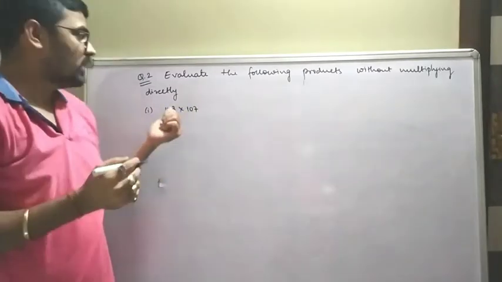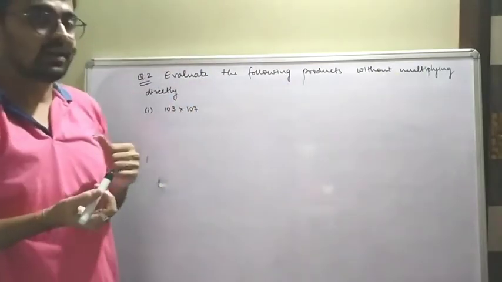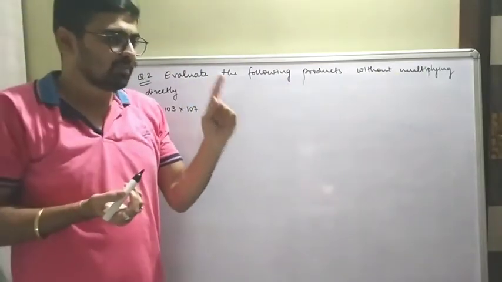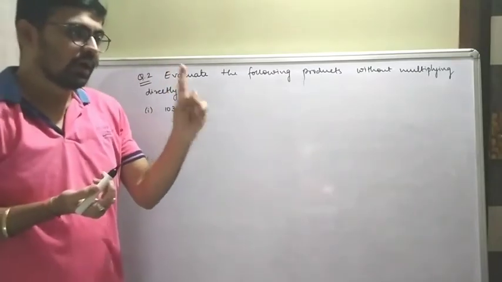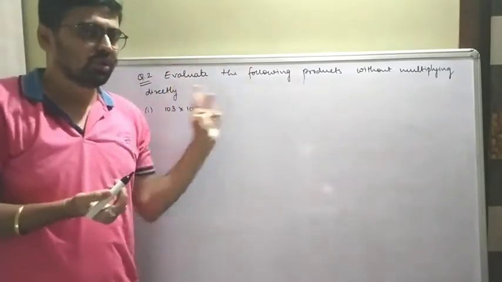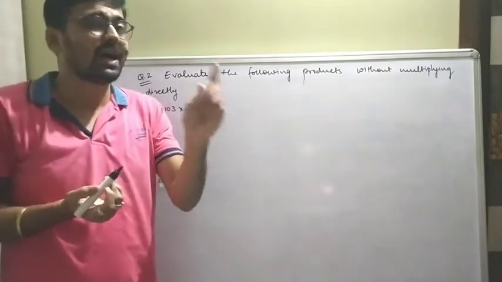Question number 2. Evaluate the following products without multiplying directly. We did this kind of example in the last video. I am going to solve only one problem over here. We have a total of 3 problems in question number 2, and for the remaining 2 I am just going to give you an idea.